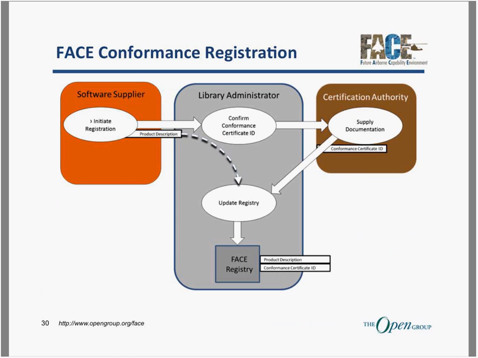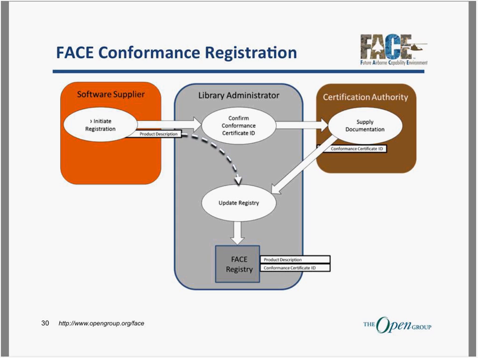The last step is conformance registration, and this is done through the library portal, through the library administrator who runs the registry. The software supplier applies for registration and can list a product description of their UOC, which is a free text field, along with some established metadata that help describe the product, that UOC, for anyone who's looking at the registry.